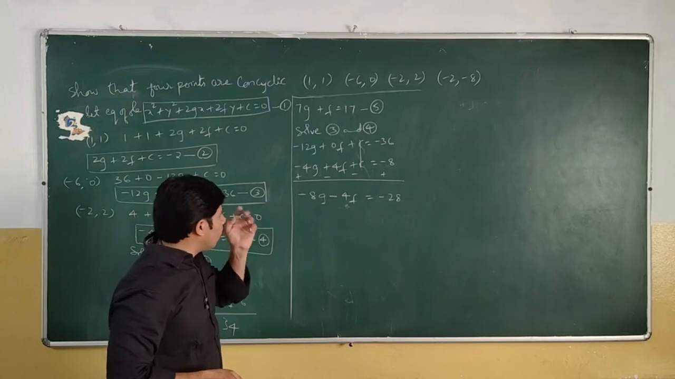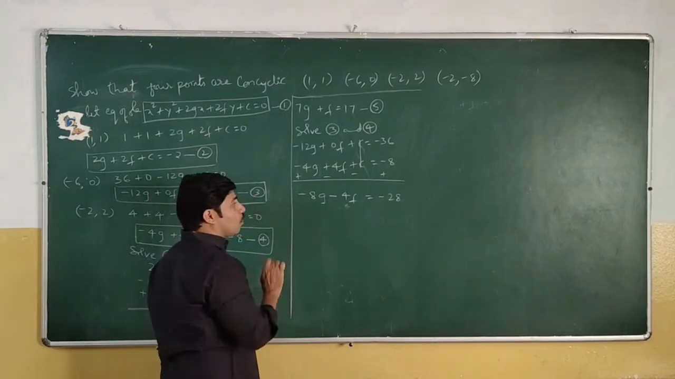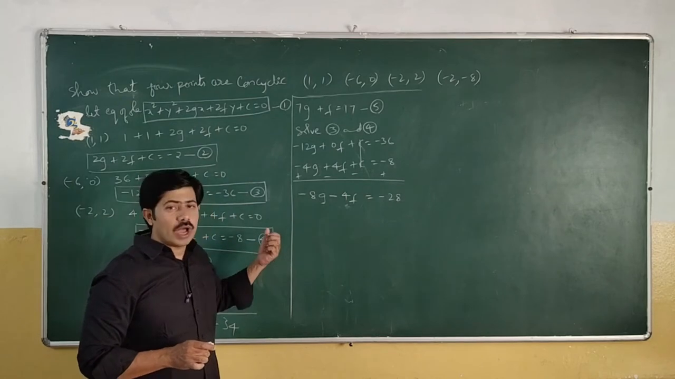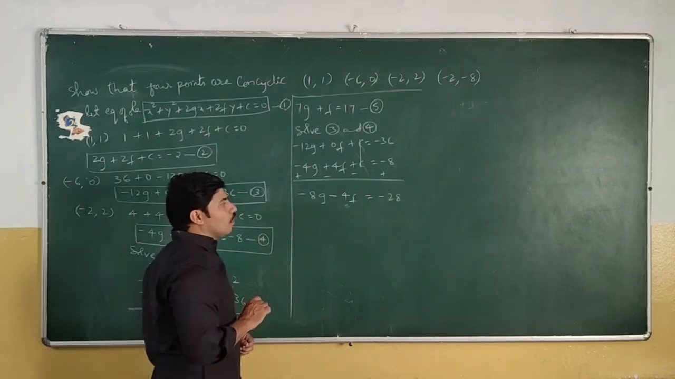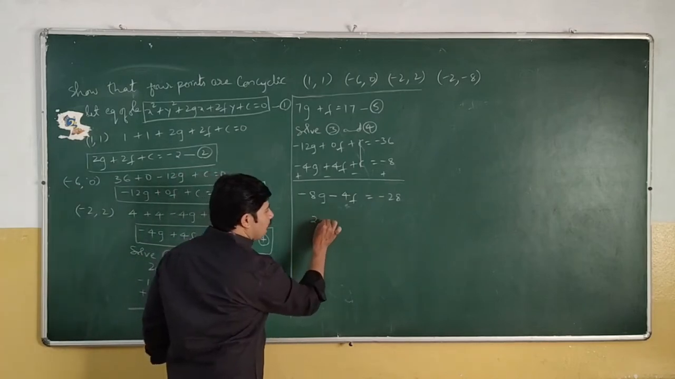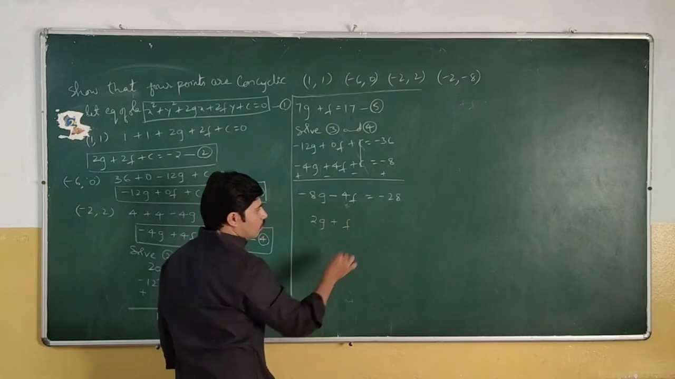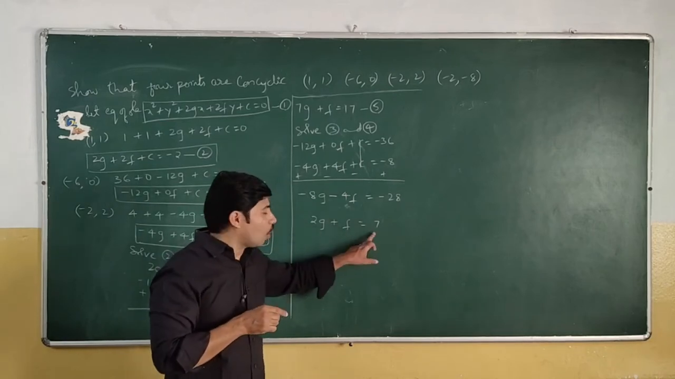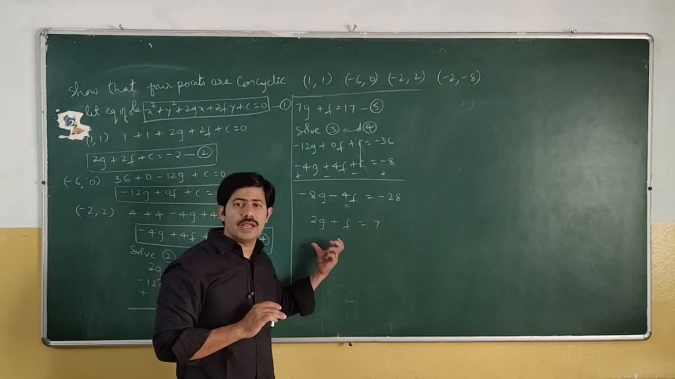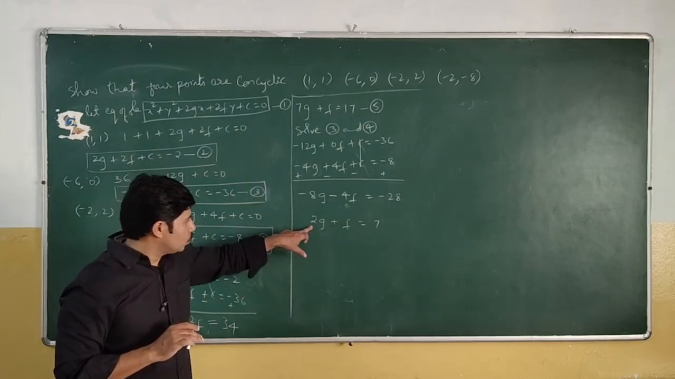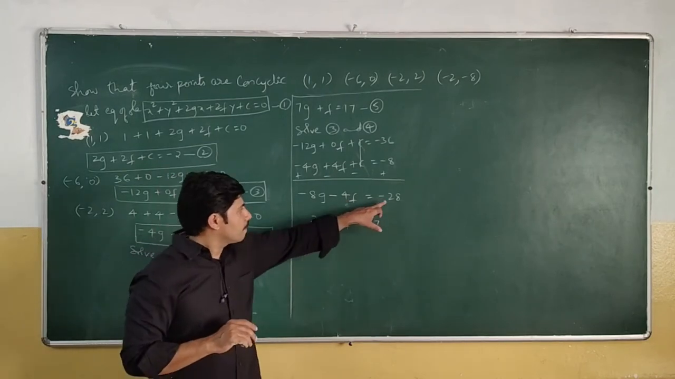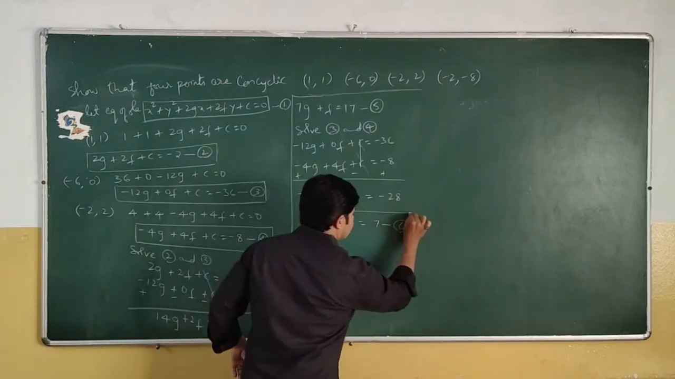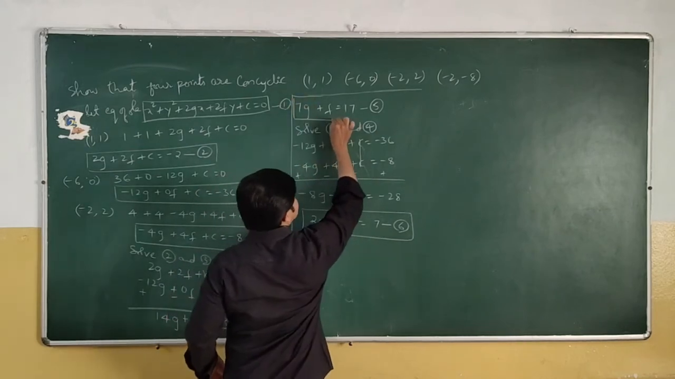Now here we can take 4 common. Because you have minus 8G minus 4F is equal to minus 28, throughout the equation you will have a common factor of 4, so I take minus 4 common. We get 4 twos are 8, 4 ones are 4, 4 sevens are 28. Whatever term you take common on both sides gets cancelled, so we need to show that common number. You took minus 4 common, so we get 2G plus F is equal to 7. This is equation number 6.